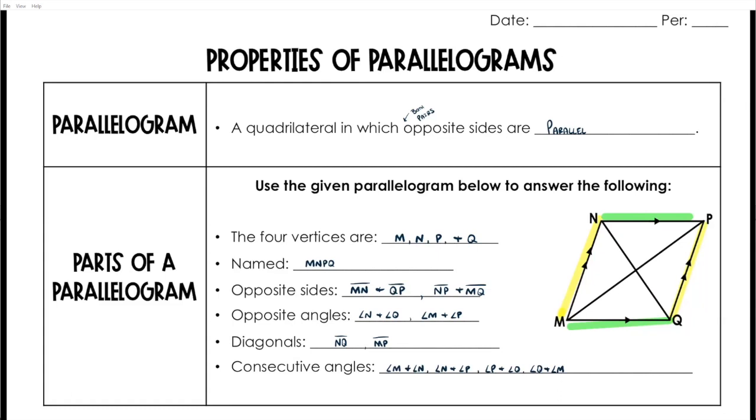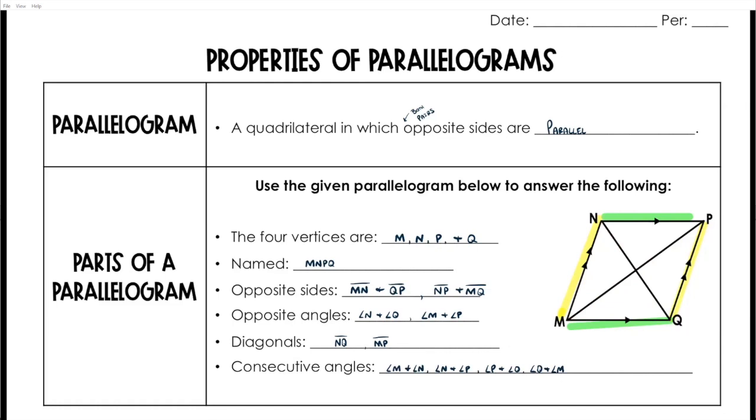Opposite angles, angles that are across from one another. So you can see N across from N is Q. That is an opposite angle. Same thing with M. M, and then across from M is P. The diagonals are lines that connect opposite vertices. So diagonal NQ, diagonal MP.